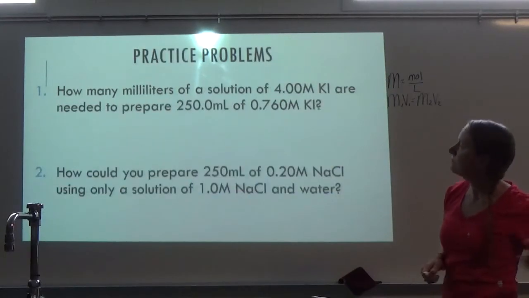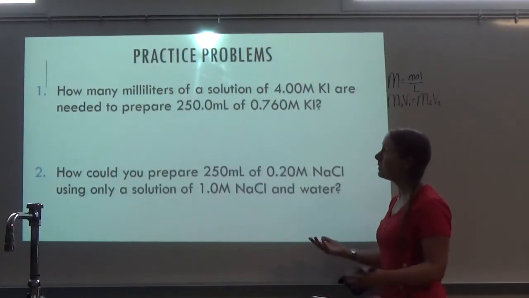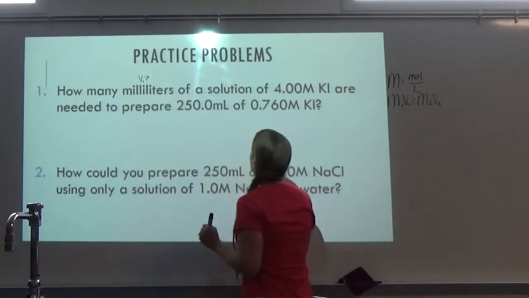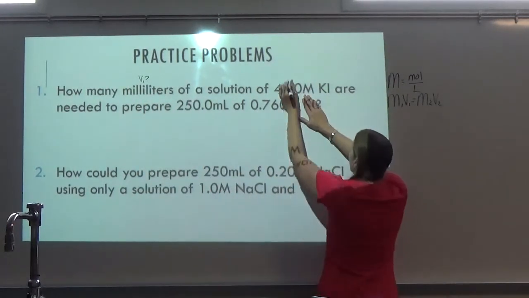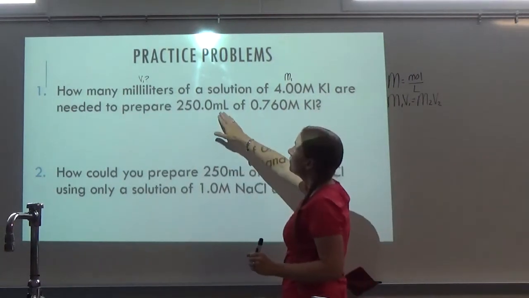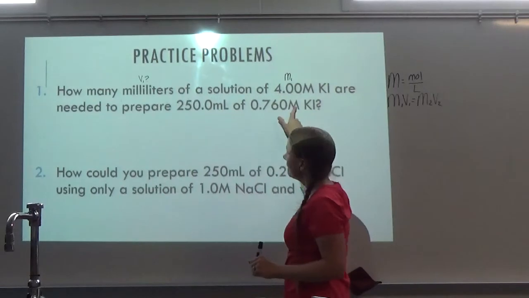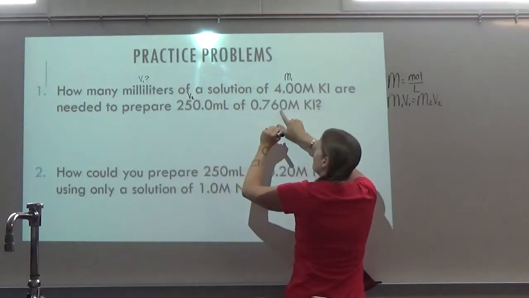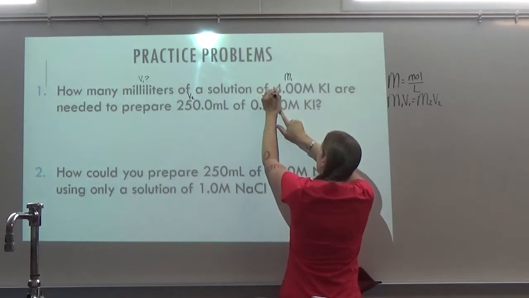There's just my work. All right, so let's look at another one. It says how many milliliters, so again, I'm looking for V1, of a solution of 4 molar KI, or potassium iodide, so there's my M1, are needed to prepare, so this is what we're preparing, 250 milliliters, that's my V2, of 0.76 molar KI, so that's my M2.